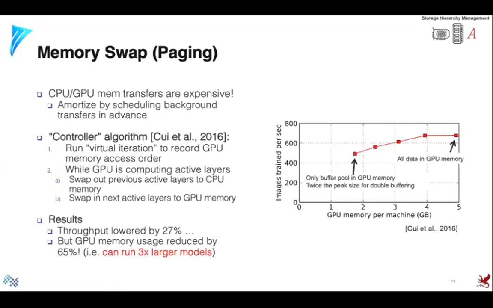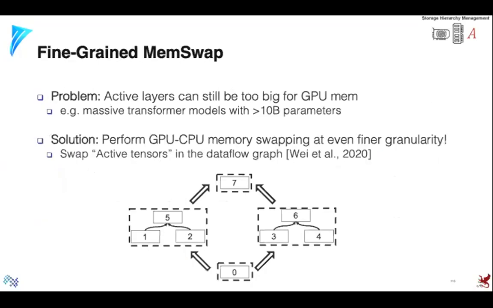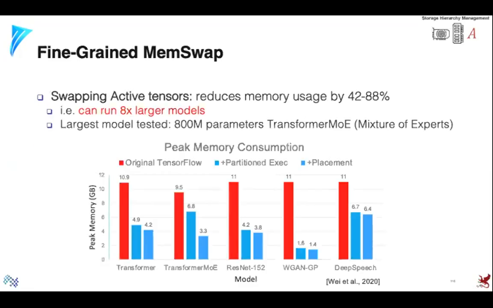Being able to run a bigger model as opposed to not being able to run it, I'll take being able to run it, for instance. And you can even make this idea more fine-grained. If the model is so large that even a single layer won't fit into memory, just break the layer up into its different tensors and operators and swap them in and out. If you do this level of really fine-grained swapping, you can get even further. Instead of three times larger models, you can get all the way to eight times larger. So that's like being able to run a 1 billion parameter model on just a 16 gigabyte GPU.